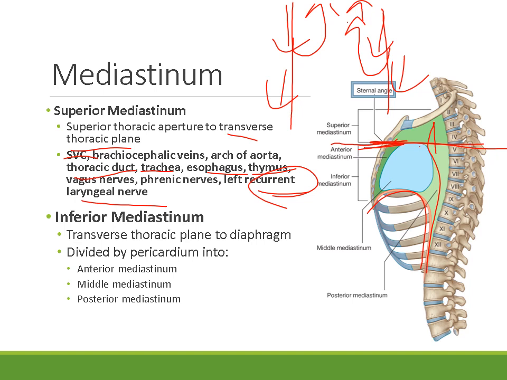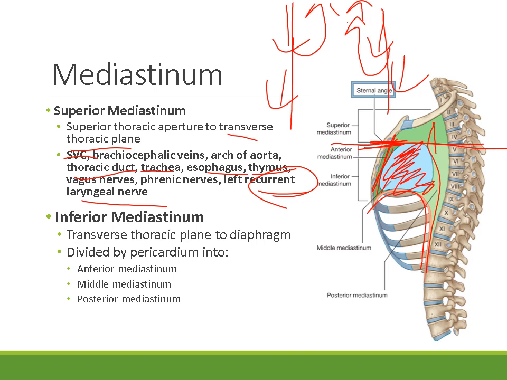And those 3 regions are all divided up by the pericardium and the heart. So here in the middle in blue, you see the pericardium, which surrounds the heart. In front of that is the anterior mediastinum. So that's this dark green area. Then you have the middle mediastinum where the heart is. And then behind it, you have the posterior mediastinum.